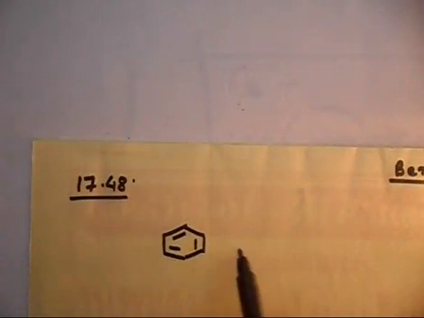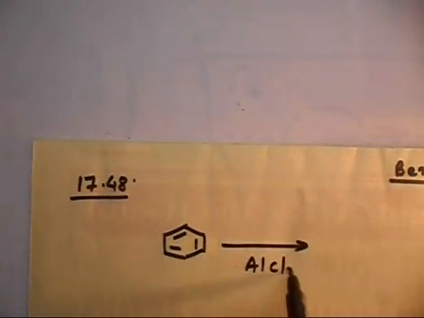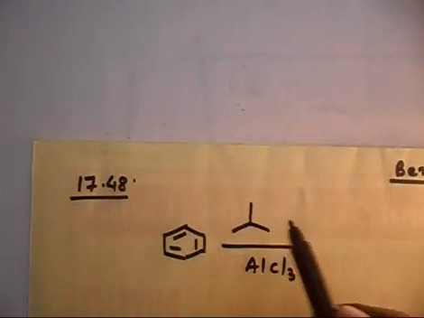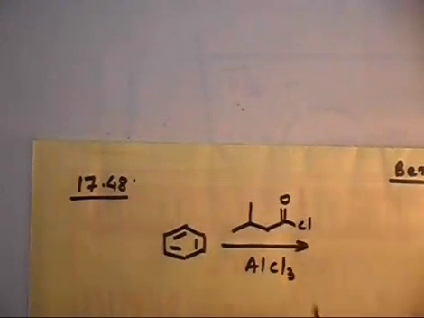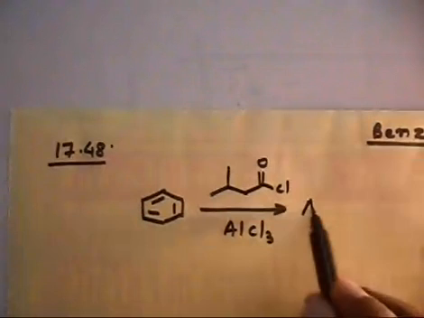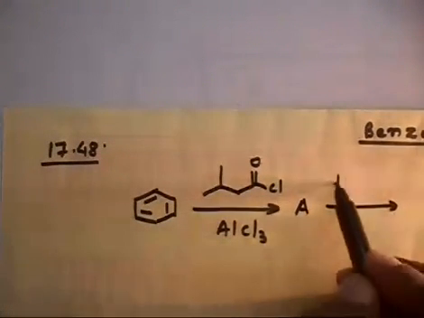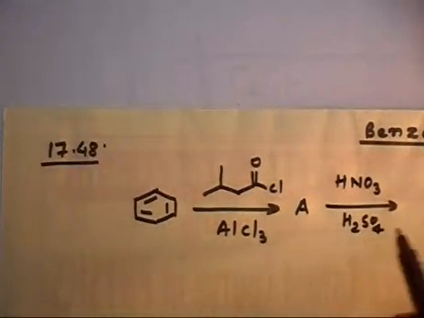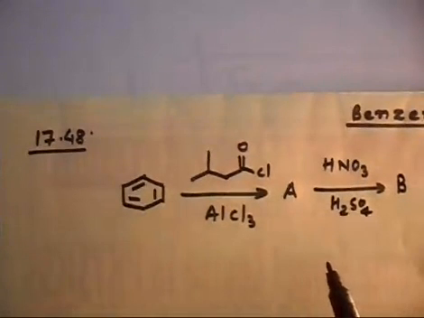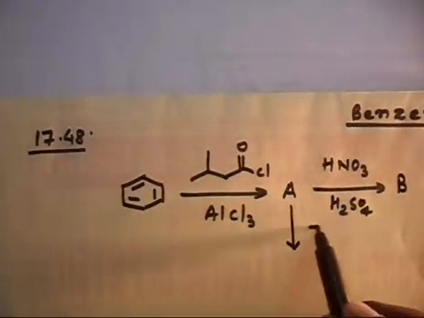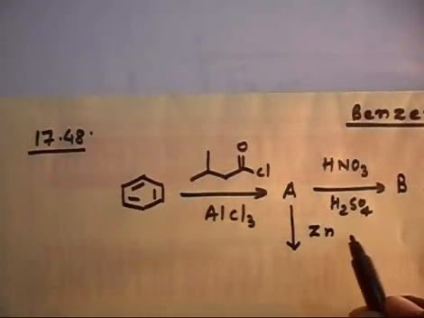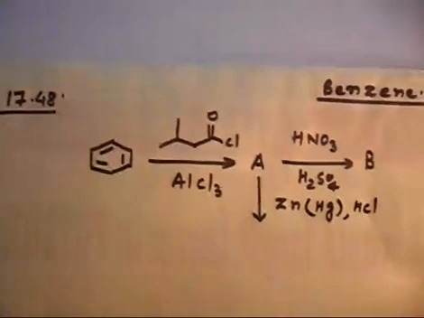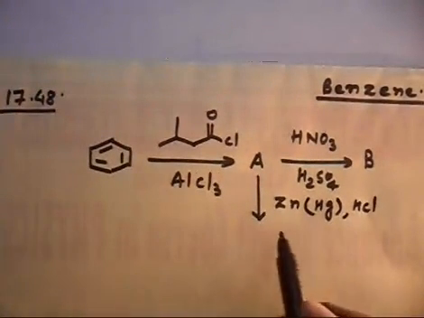This benzene is treated with AlCl3, and I have a compound with COCl. The product is A. If A is treated with HNO3 and H2SO4, I am getting B. Now if A is treated with ZnHg and HCl, this is a pretty easy problem, so amalgamated zinc and HCl, this gives C.